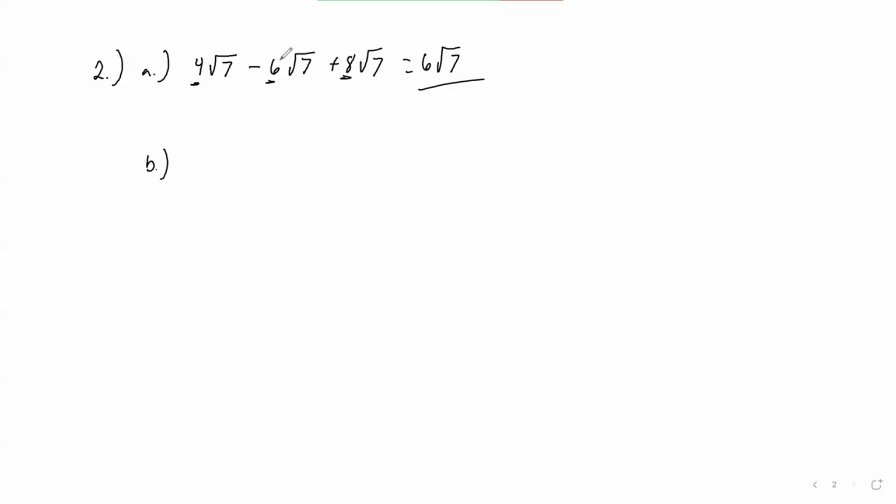So since all the square roots and radicals were exactly the same, I can just combine the outside. So 4 minus 6 is -2, and then -2 plus 8 is 6. And then the radical stays the same. So try this one. 8 square root of x minus 5 square root of 3 minus 2 square root of 3 minus 6 square root of x.